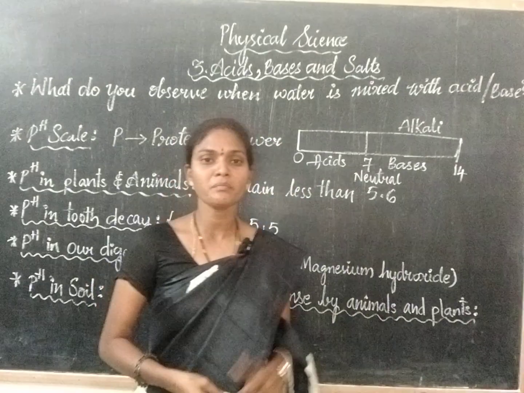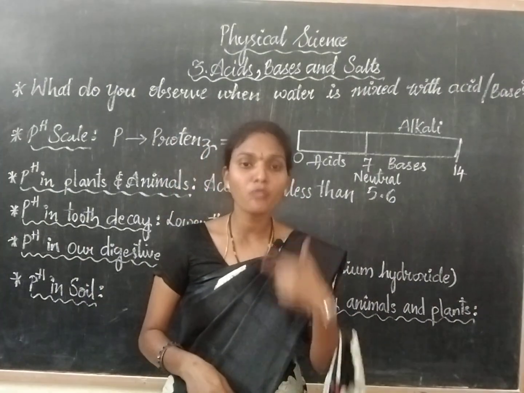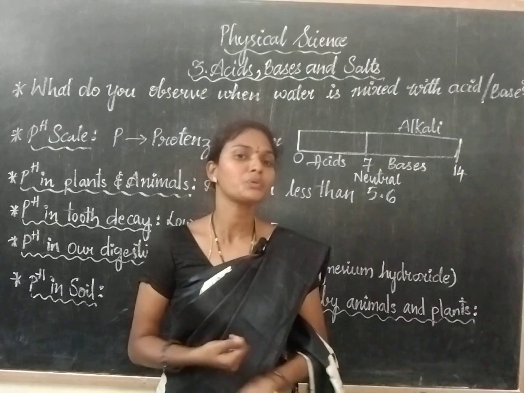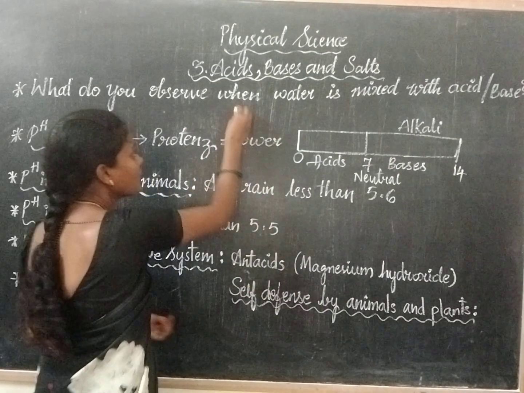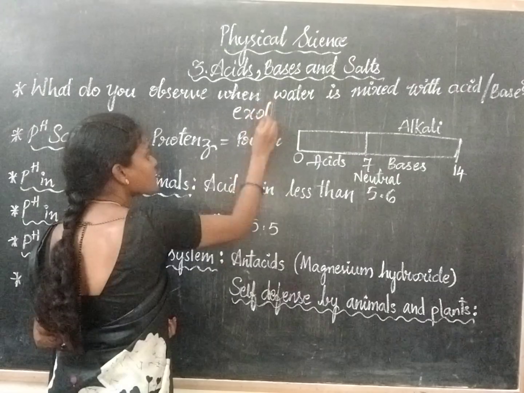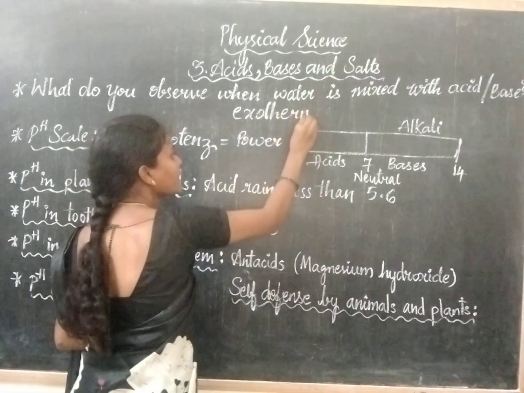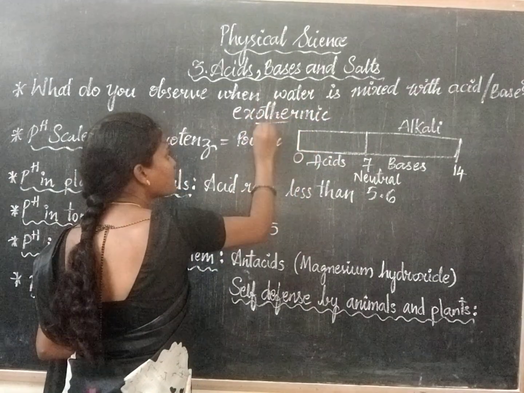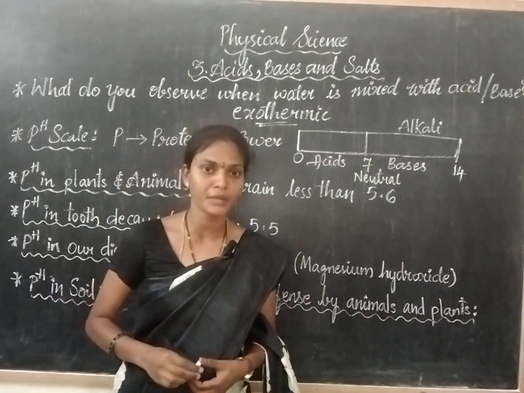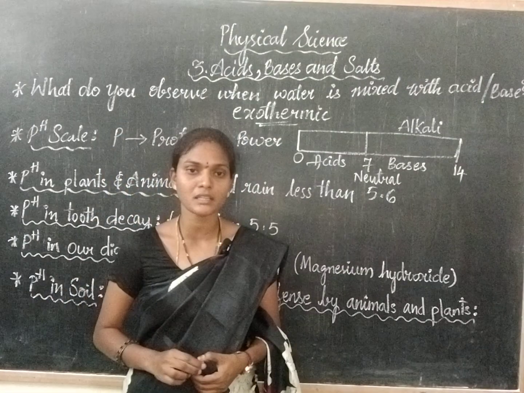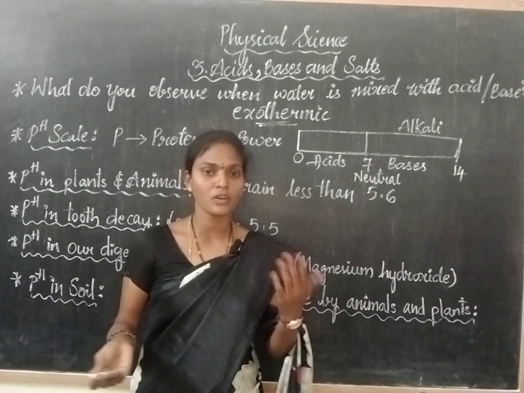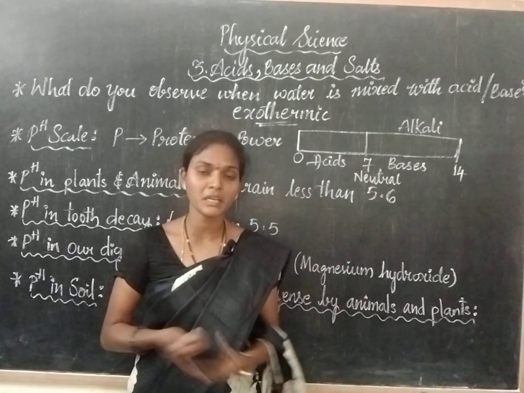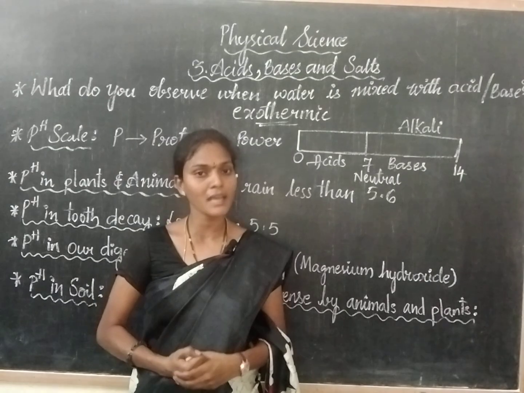When we add water to an acid, it is a highly exothermic reaction. It releases a large amount of heat. We already know what an exothermic reaction is; we learnt it in our second unit. An exothermic reaction is nothing but a reaction which gives out heat externally. When it releases some heat, that is an exothermic reaction.